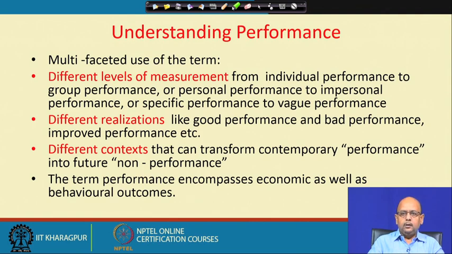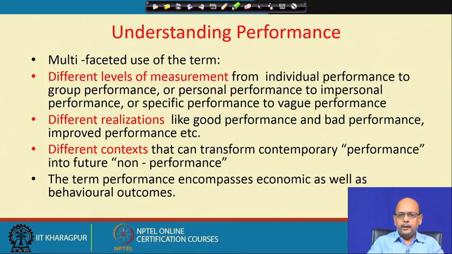It could be at the individual level, where you see what your standard is and how we are going to measure it. We also look at performance at the group level, or from individual performance to impersonal performance when you work as a team, because there the individual performance does not matter. Or we talk about specific performance where you set a criteria standard. For example, you want to produce x number of units in a given time frame. That is an example of specific performance. A vague performance is where you are not clear what you want to achieve in a given time frame, right. So, there could be different levels of performance, from individual to group, from individual to team, or specific to vague performance, right.